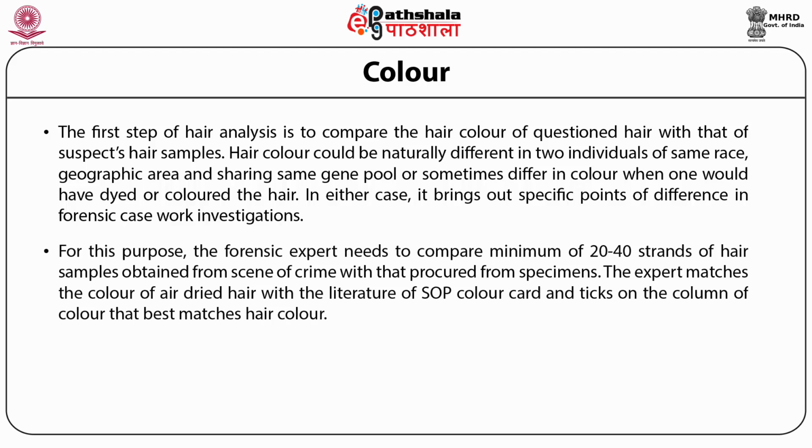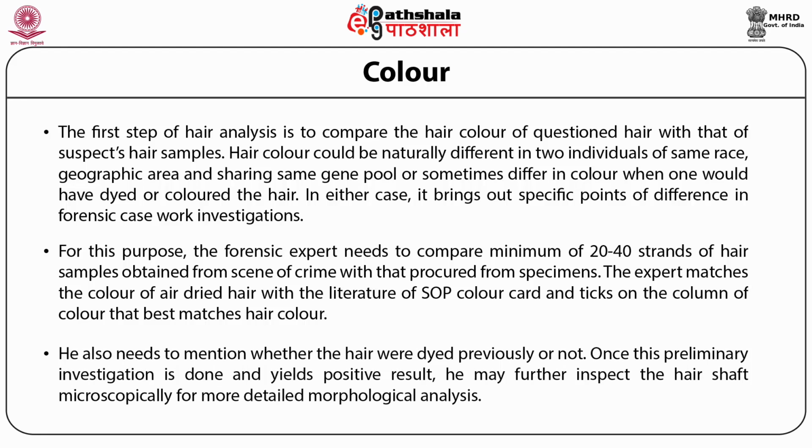For this purpose, the forensic expert needs to compare a minimum of 20 to 40 strands of hair samples obtained from the scene of crime with that procured from the specimen. The expert matches the color of a dried hair with the literature of the SOP color card and ticks on the color column the color that best matches the hair color. He also needs to mention whether the hair was dyed previously or not. Once this preliminary investigation is done and reads positive results, he may further inspect the hair shaft microscopically for more detailed morphological analysis.